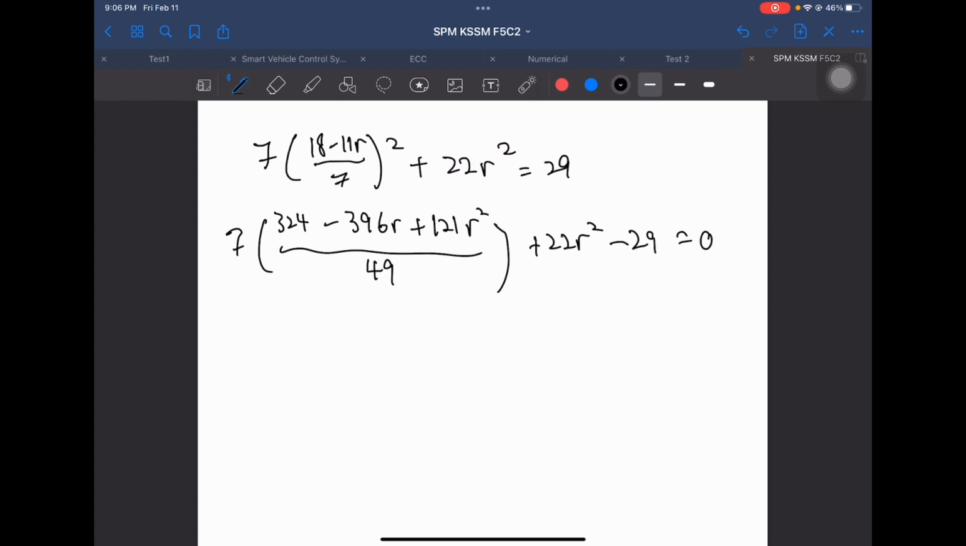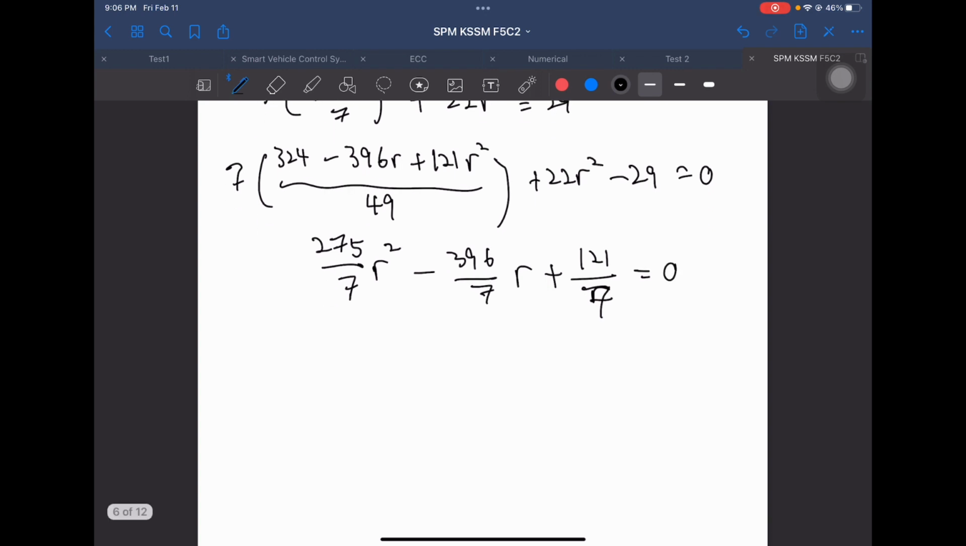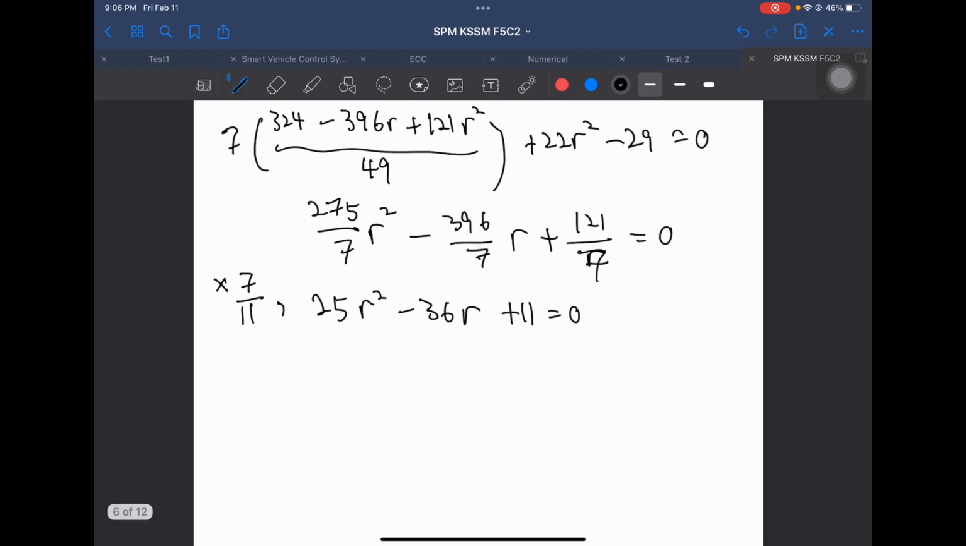so by doing some simplification, you got 275 over 7 r squared minus 396 over 7 r plus 121 over 7 equals to 0. Okay, so by multiplying 7 over 11 to simplify this, you got 25r squared minus 36r plus 11 equals 0. So now you can use factorization method.